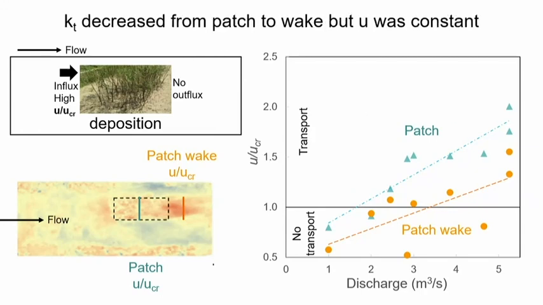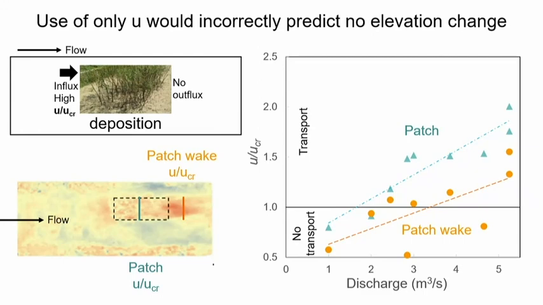Again, interestingly, the turbulence decreased from the patch to the wake, but U was constant. So turbulence decreased, it was high in the patch, low in the wake. U didn't change. So if we only use U to predict deposition and erosion, we would have predicted no elevation change. And that's what most people are doing when they're predicting sediment transport. They're completely ignoring turbulence. And they would have said, okay, there's no deposition because my mean flow velocity is the same in the patch and in the wake.